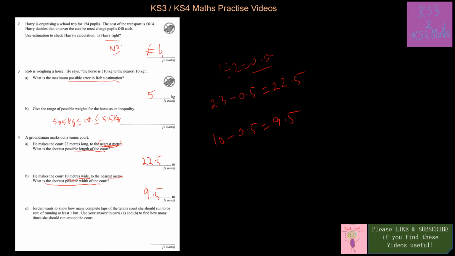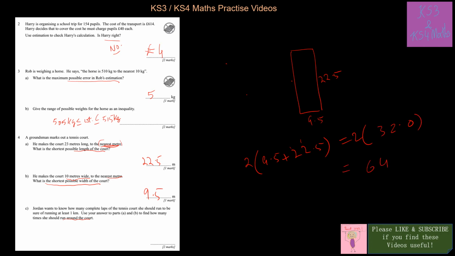Okay, and next is Jordan wants to know how many complete laps of the tennis court she should run to be sure of running at least 1 kilometer. Use the answers to find out how many times she should run around the court. Now these are already the lower limits, the answers that we have given earlier. So all we have to do is find out the perimeter of the tennis court.